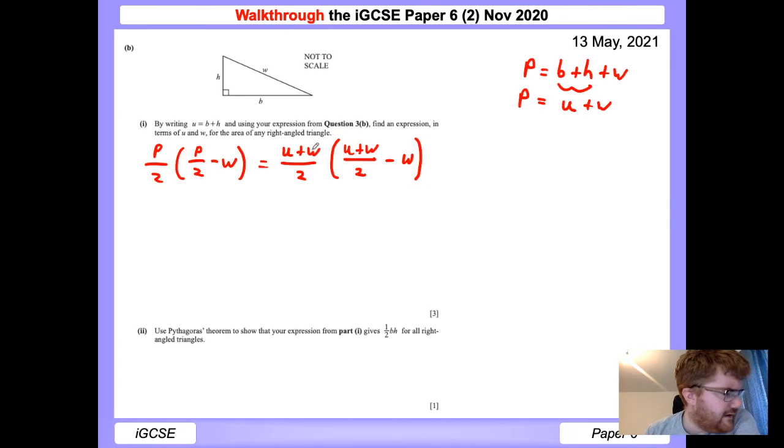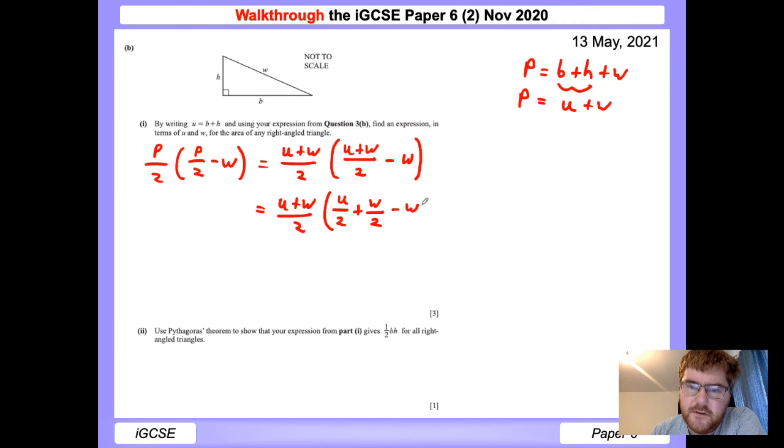Yeah, when I did this earlier, I just simplified the bracket inside. Let's do that. So there's more than one way of doing this. What I'm going to do is split this into 2 distinct fractions. So I'm going to split this into u over 2 plus w over 2, minus w. Okay, so I am allowed to do this. If I split this, I can then simplify the w's.